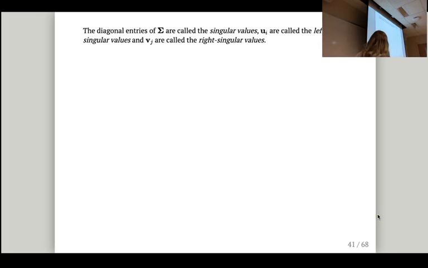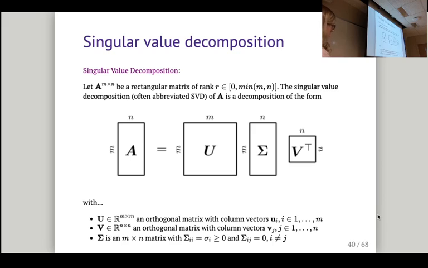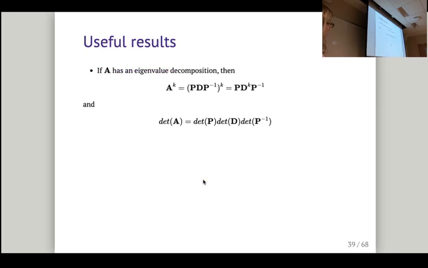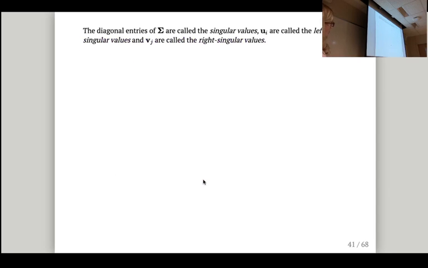The diagonal elements of sigma are called the singular values. U is this square matrix here. Elements of U are the left singular values. Elements of V are the right singular values. So singular values come from that middle matrix sigma. Left singular come from the left matrix. Right singular come from the right matrix.